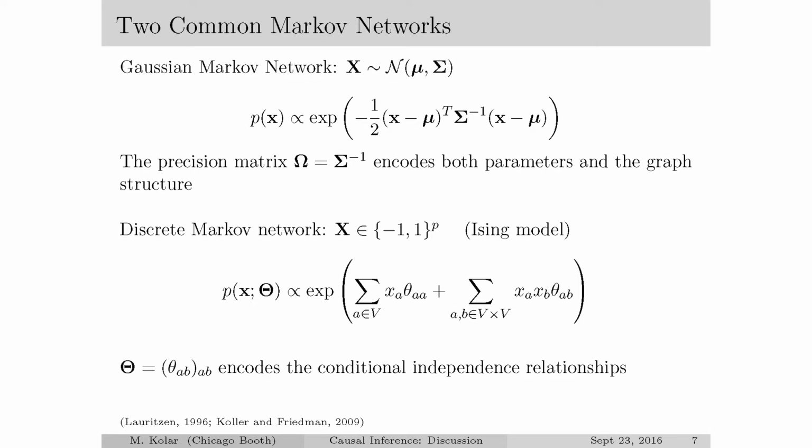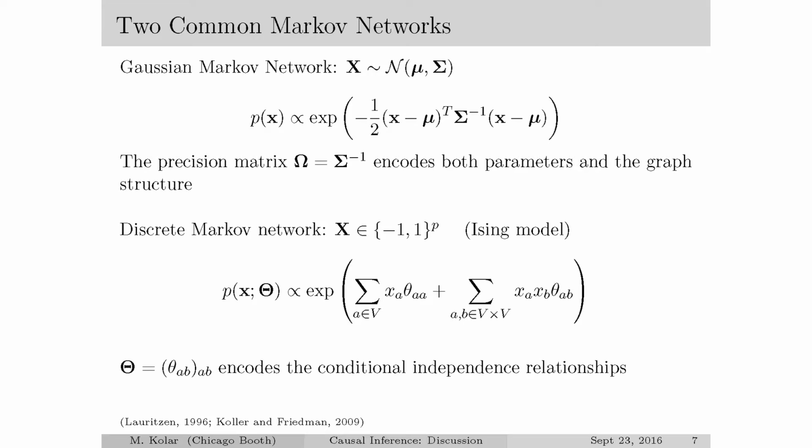So this is an example of a model for discrete data. And again, it's specified by the first two moments. If you want to learn more, a great book is, for example, Lauritzen, or Daphne Koller and Nir Friedman have an extensive manuscript on these things.